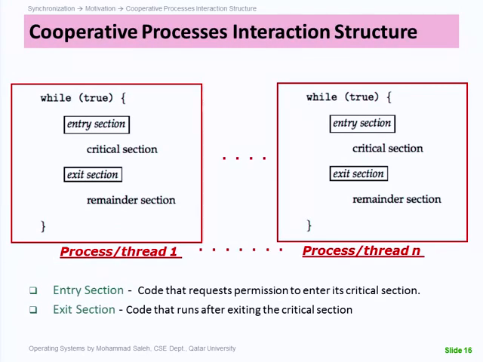So in general, I can say a cooperative thread will basically be doing mainly two things: a portion of the code that will be accessing the critical section, and another portion that has nothing to do with the critical section. So we call them critical section and non-critical section of the code. The idea of synchronization is to guard the execution of the critical section. So we need to do something before entering the critical section, as well as something after finishing the critical section.